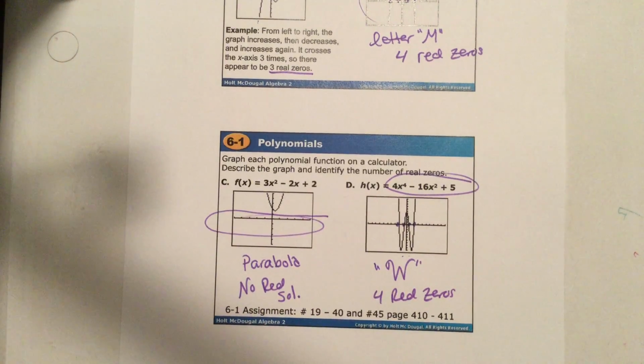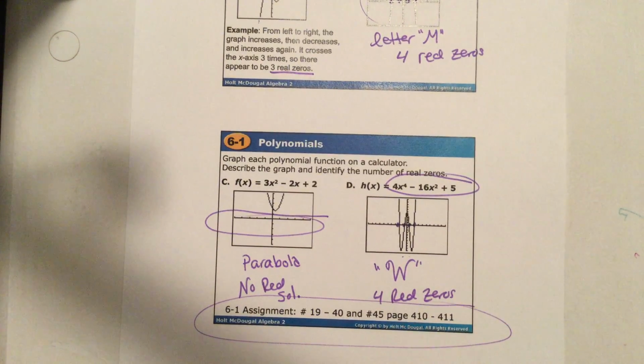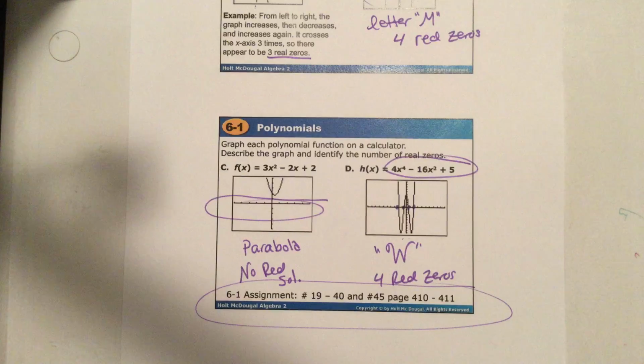That is section 6.1. It is a book assignment for today. You're going to start way up at number 19. So go ahead and head to the book, and you are doing numbers 19 to 40 and number 45.